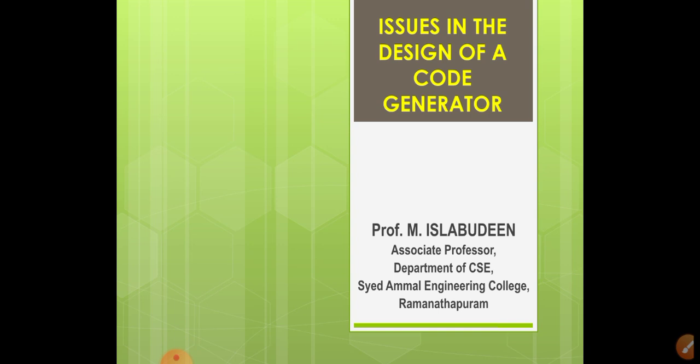Today we are going to discuss issues in the design of code generator. Before we move to this topic, we should know what the important functions of the code generation phase are. Code generator is the last phase of the compiler, as everyone already knows. And there are three important functions of the code generation phase.